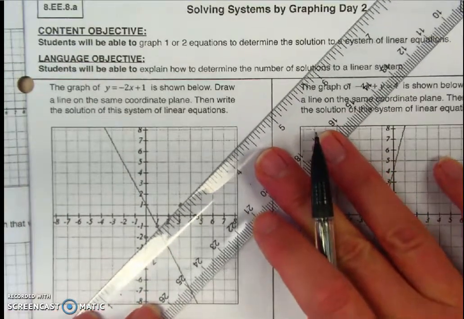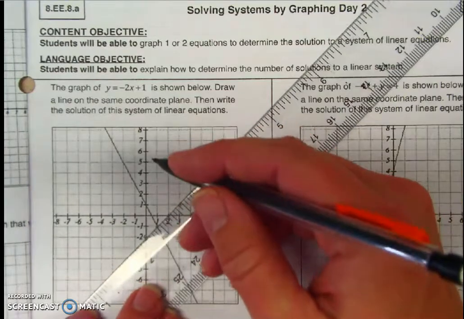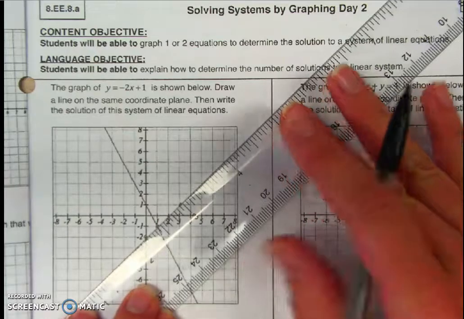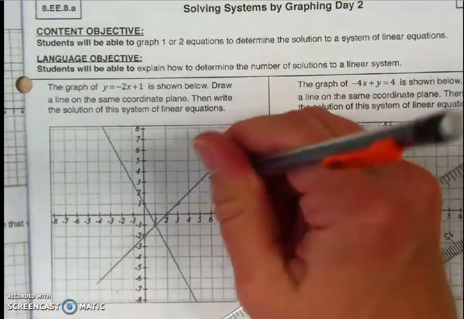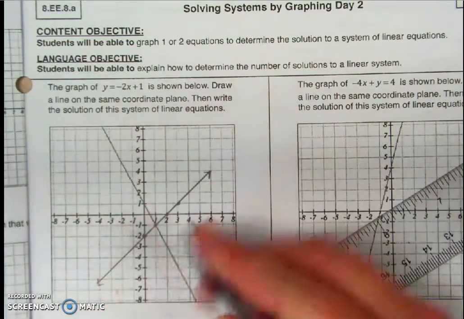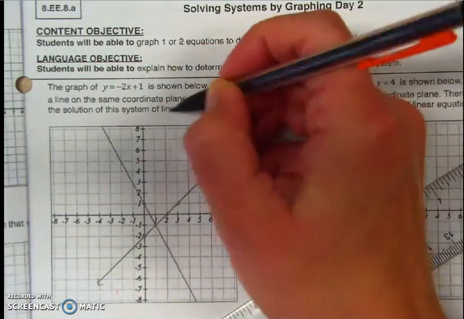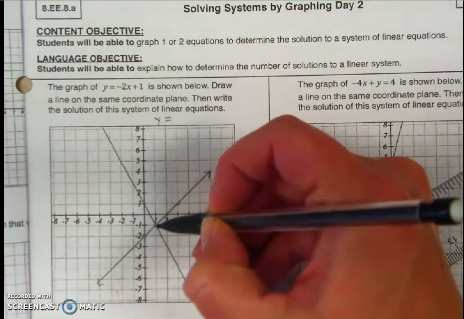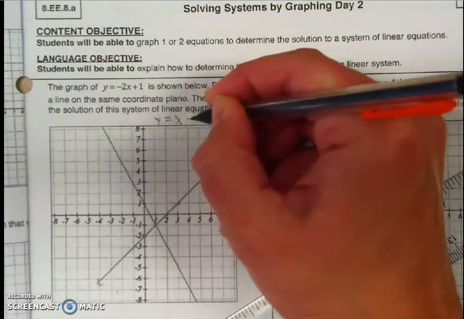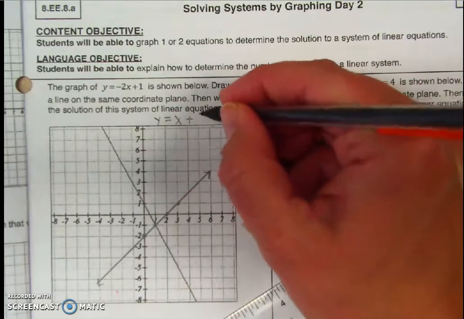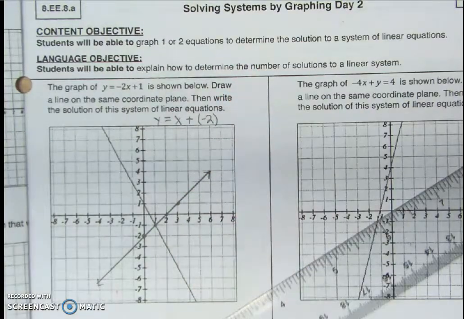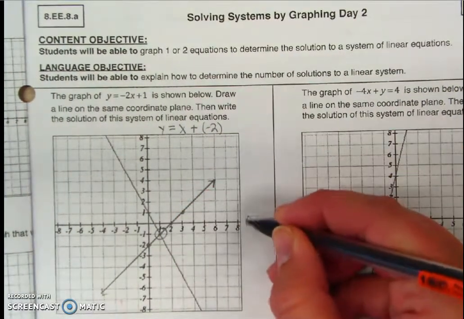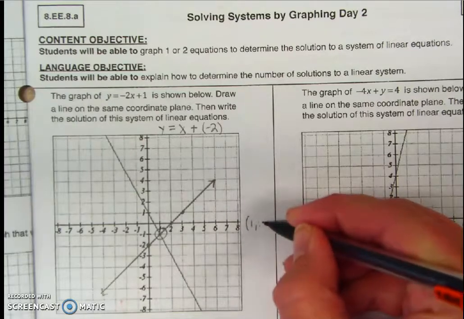And then we just have to look and see what exact point they're crossing at. We want to make sure that they're crossing at a good point so that we can read it. Sorry, I'm just lining up my ruler. There we go. So that equation started at negative 2, then went up 1, right 1. So let's write that second equation: y equals, the slope is 1 over 1, positive 1, x, plus the y-intercept is negative 2. So there's that second equation. And this point where they cross is right here. So the solution would be 1, negative 1.